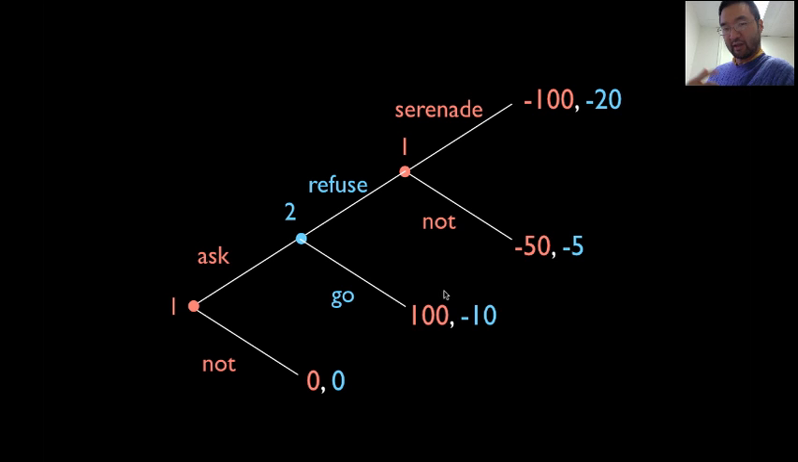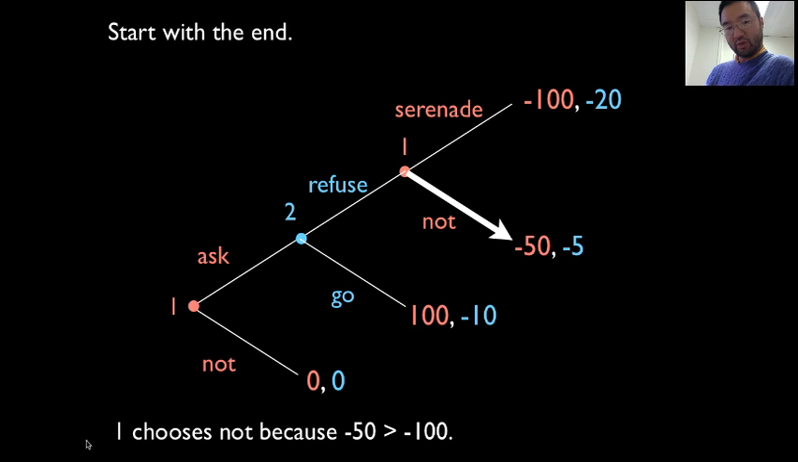What I can do is this method of backward induction. How does that work? You start with the end, i.e. here, one's decision. One either chooses to serenade or not. So if one gets to make a decision at this point, what does one do? Well, one chooses this minus 50, right? Minus 50 is bigger than minus 100. So one's choice at this point would be to not serenade, because minus 50 is bigger than minus 100.